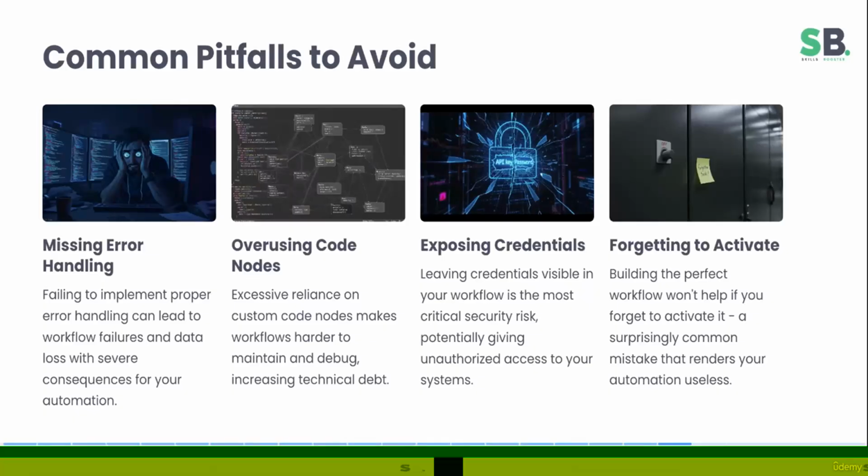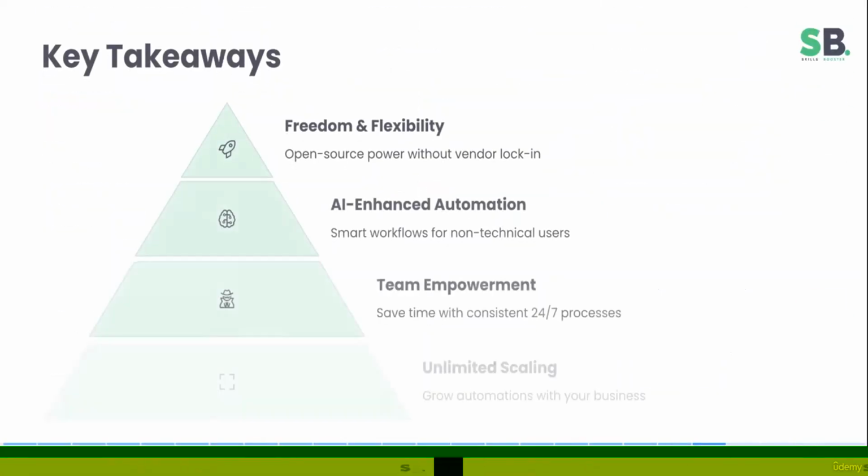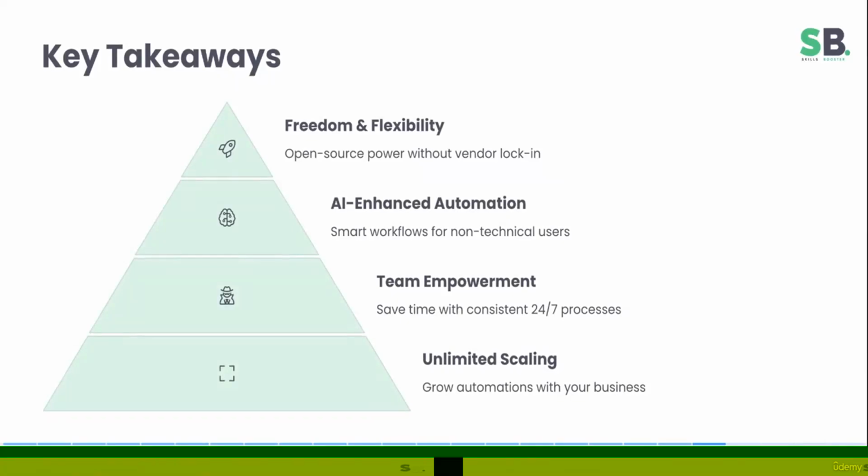Exposing credentials. Leaving credentials visible in your workflow is the most critical security risk, potentially giving unauthorized access to your systems. And forgetting to activate. Building the perfect workflow won't help if you forget to activate it, a surprisingly common mistake that renders your automation useless.